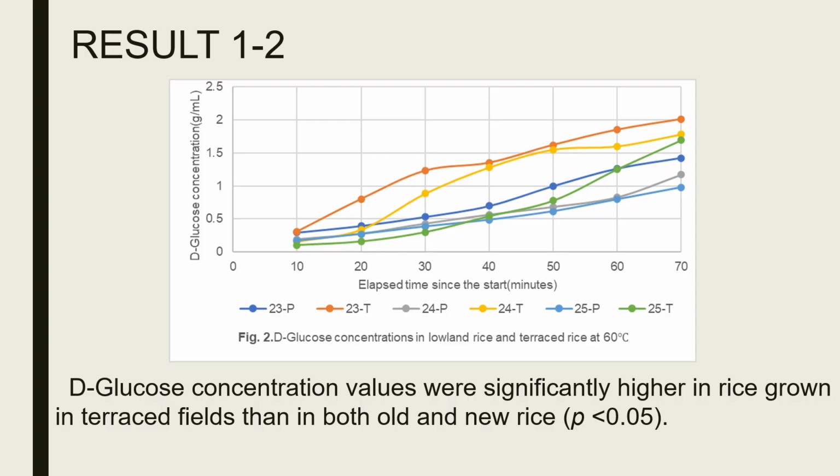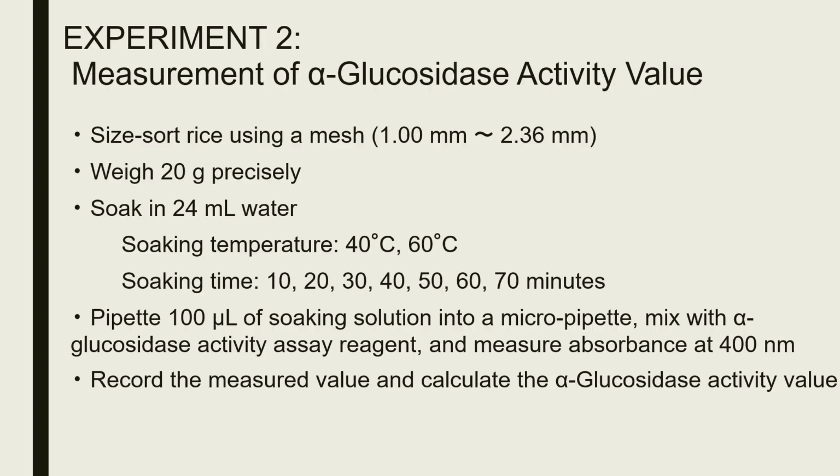D-glucose concentrations increased gradually in all samples, and the terrace rice harvested in 2023, 23T, showed higher values than the other samples, with a marked increase observed after 50 minutes. Among the production years, sugar production tended to follow the order, 2023, 2024, 2025. Within the same production year, terraced rice, T, tended to exhibit higher D-glucose concentrations than lowland rice, P. Differences between cultivation conditions became more pronounced at 60 degrees Celsius, with terraced rice exhibiting consistently higher D-glucose production than lowland rice.